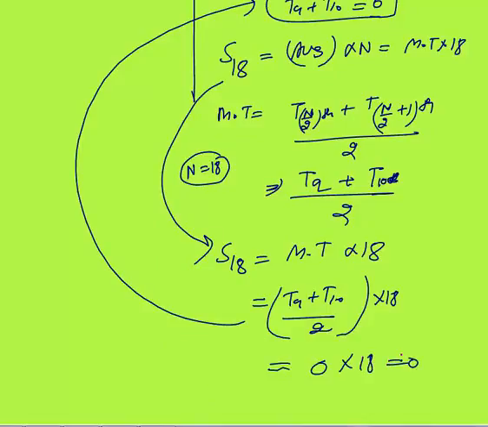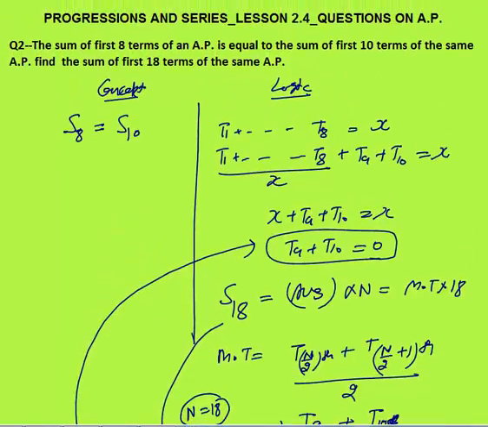So it means that if the sum of the first 8 terms of an AP is equal to the sum of the first 10 terms, in this case the sum of 18 terms will be equal to 0. The answer will be equal to 0. I have logically proved this. Even if you solve this question with the help of the concept, you will get your answer.